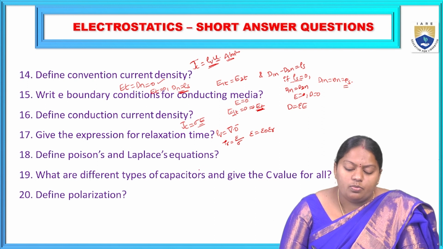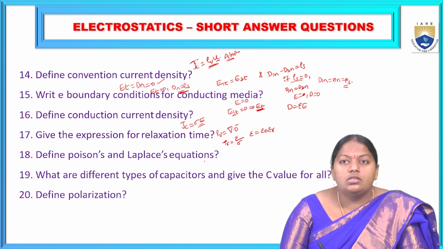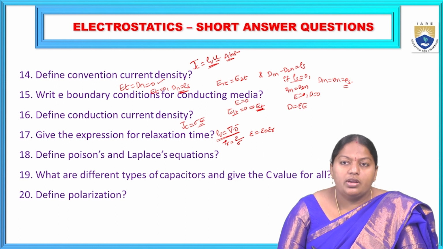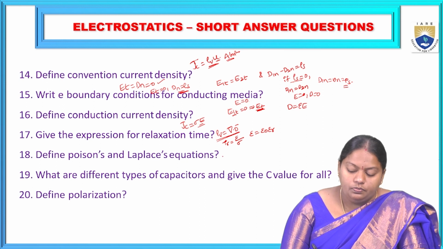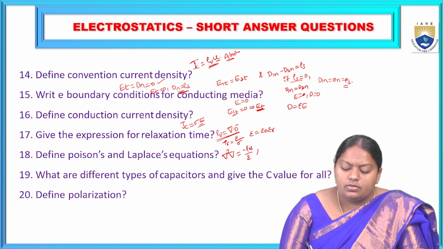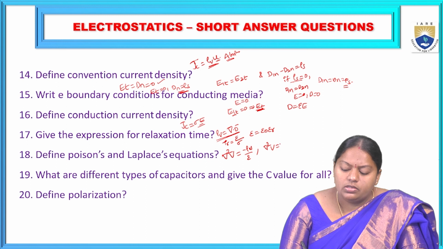Laplace's equation and Poisson's equation are interrelated. To derive these two also, we use the fundamental law called Gauss law, that is the point form or differential form of Gauss law. If you consider rho v equal to del dot D, then from this the Poisson's equation is obtained as del square V equal to minus rho v by epsilon. In the charge-free region, as a special case of Poisson's equation, if rho v equal to 0, del square V equal to 0, which is said to be Laplace's equation.